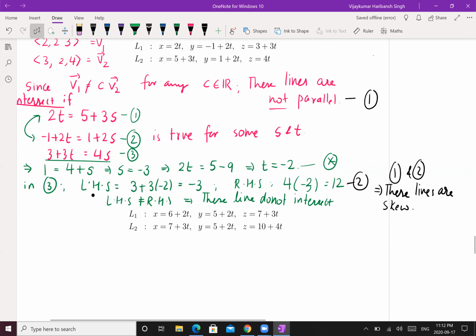So similarly, all this problem can be worked out as well. What you have to do is check, first of all, that they are not parallel. You can see that right away, because the directional vectors are not multiples of each other. So they're not parallel. Then you have to check if they intersect. If they intersect, then well, they intersect. Otherwise, they will be skew.